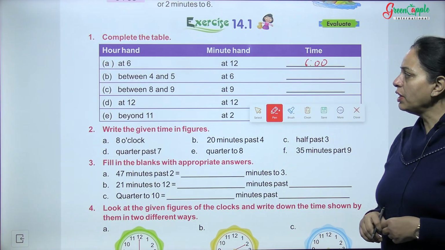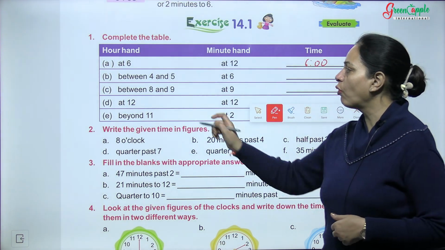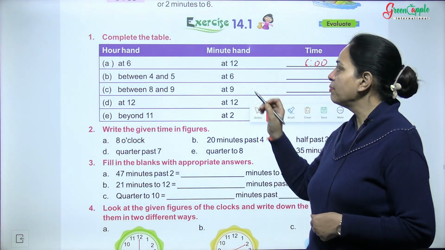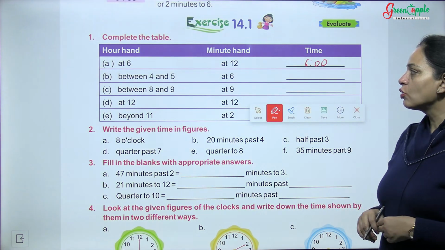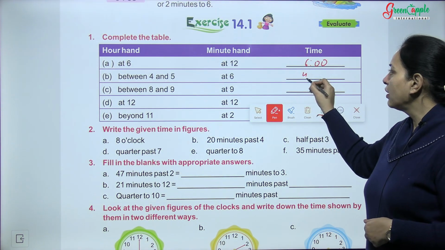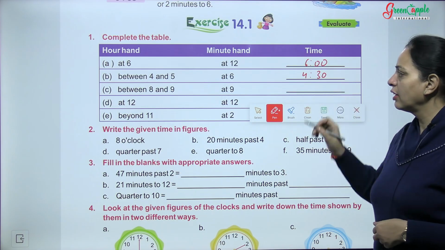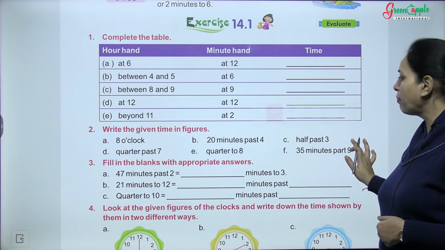Okay, now B part, hour hand is between 4 and 5 and minute hand is at 6. So this is 4:30. Similarly, you can try remaining parts.